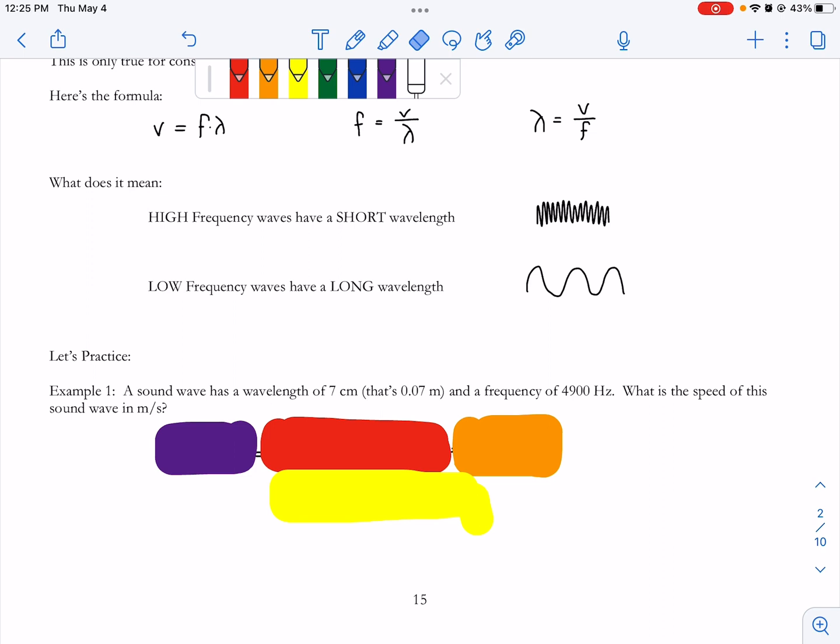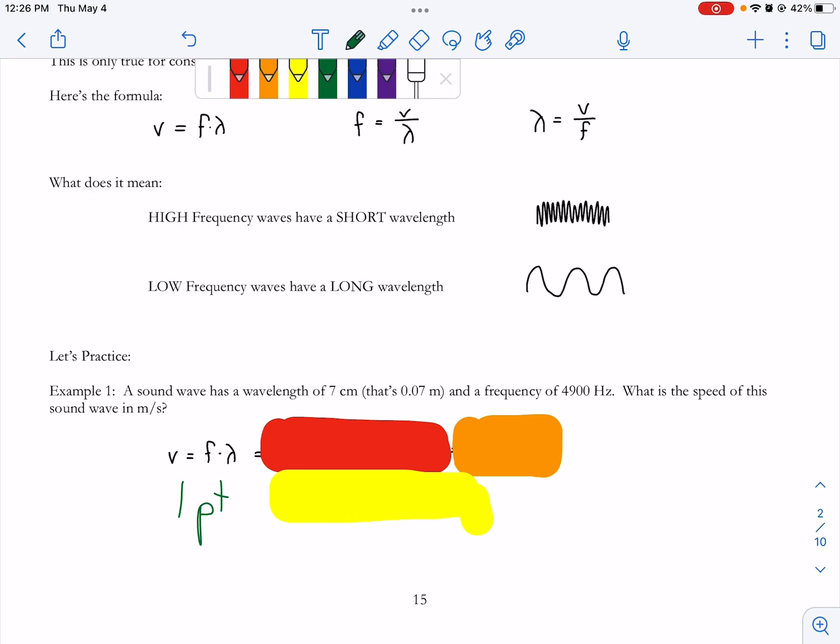In our first example, we have a sound wave that has a length of 7 centimeters, which is 0.07 meters. That's the actual number we're going to use. And we have a frequency of 4,900 hertz. What is the speed of this wave in meters per second? The equation that we have to write down is this one, and that equation is one whole point all by itself, without numbers in it. Then we have to plug our numbers in.